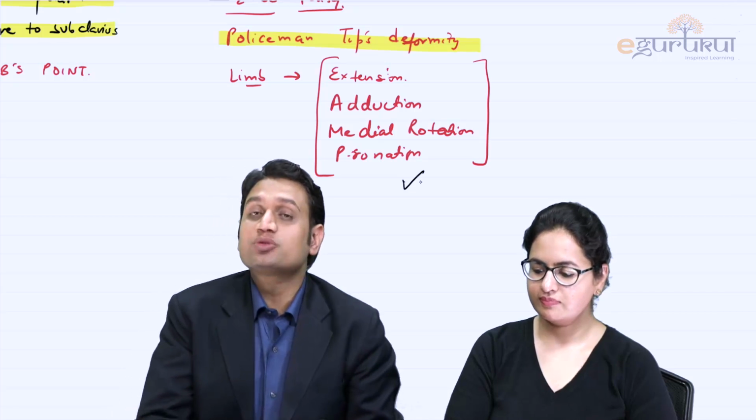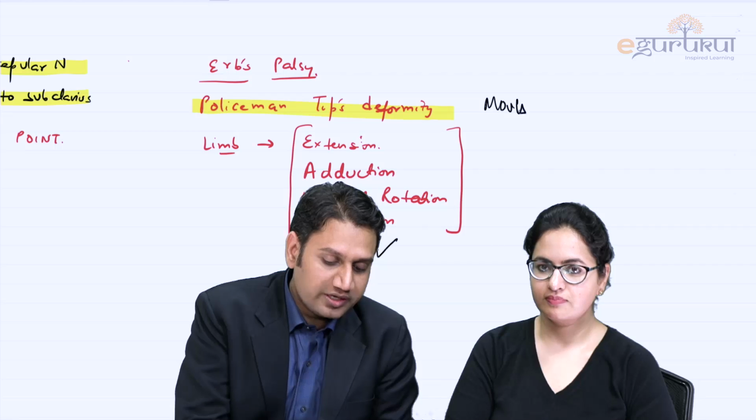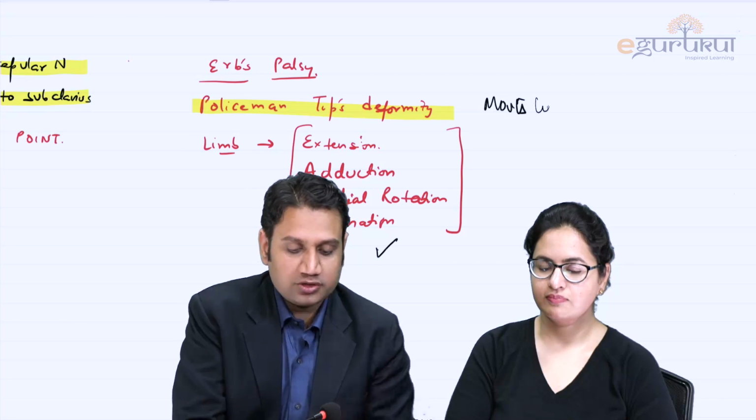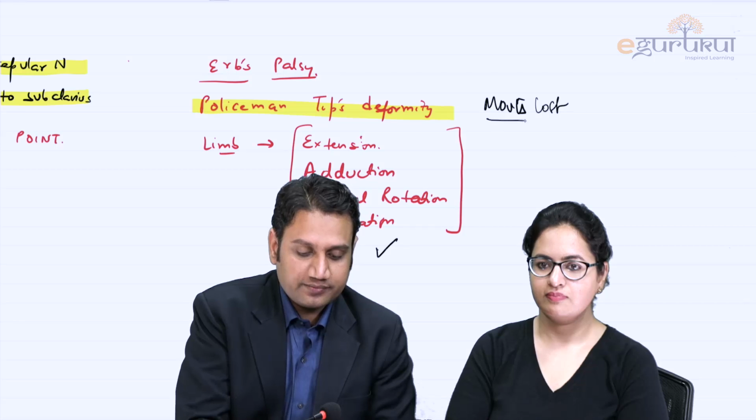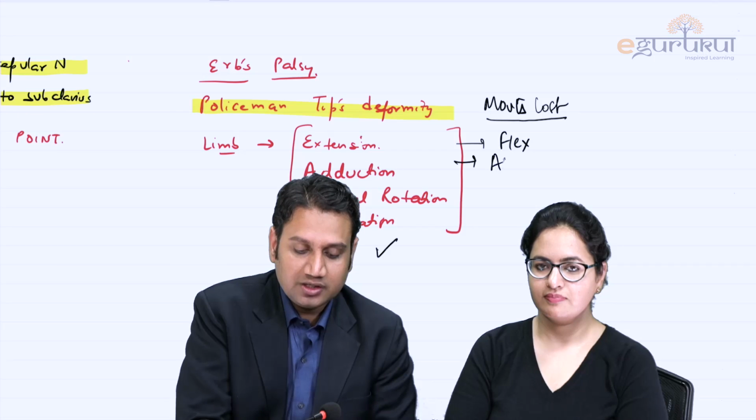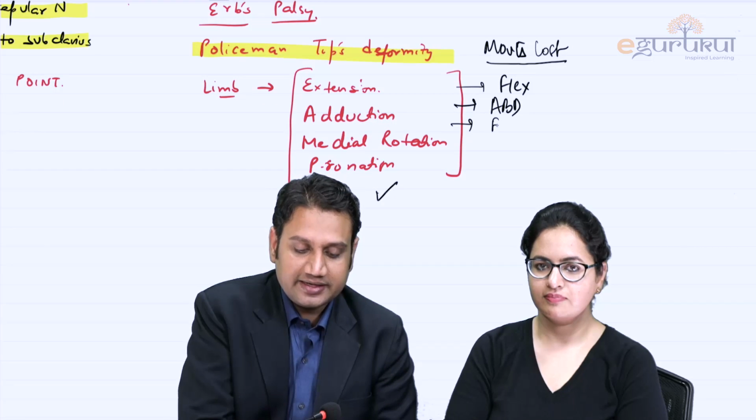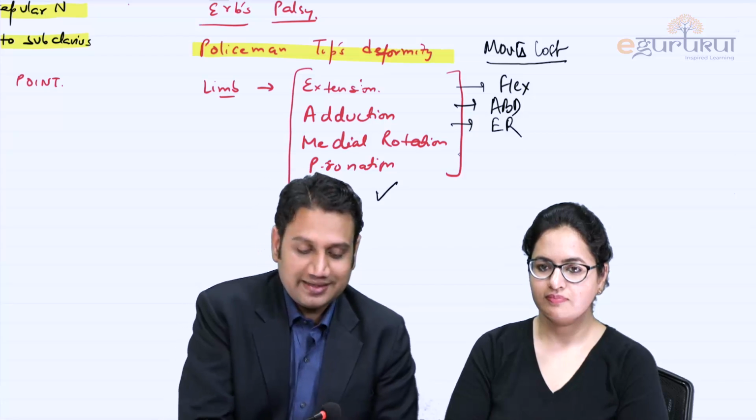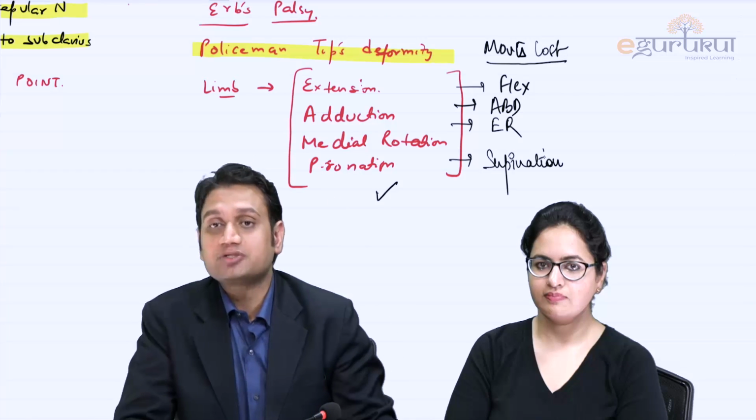deformity. If somebody asks you the second question, what are the movements lost? If it is an extension, it should be a flexion that is lost. Second, if it is an adduction, obviously abduction is lost. If it is a medial rotation, then external or lateral rotation is lost. And then pronation, that means supination is lost. Very simple. So two questions, very simply they can be asked to you here.